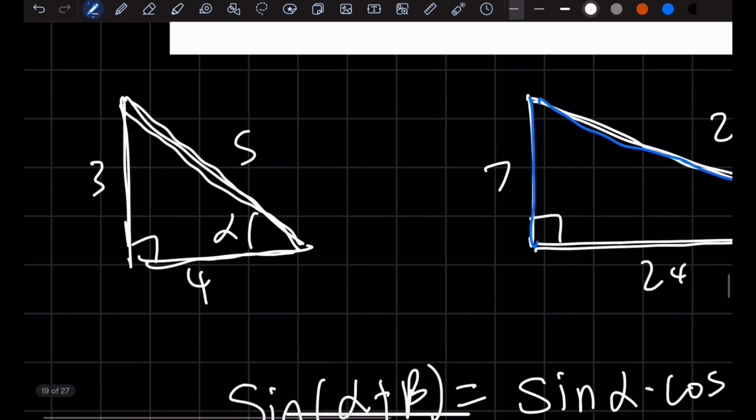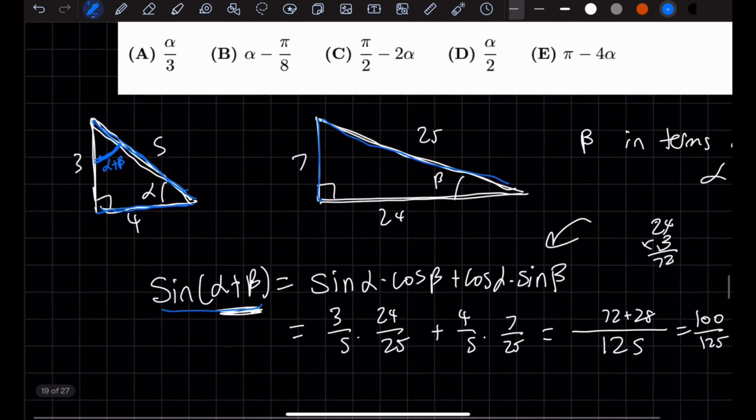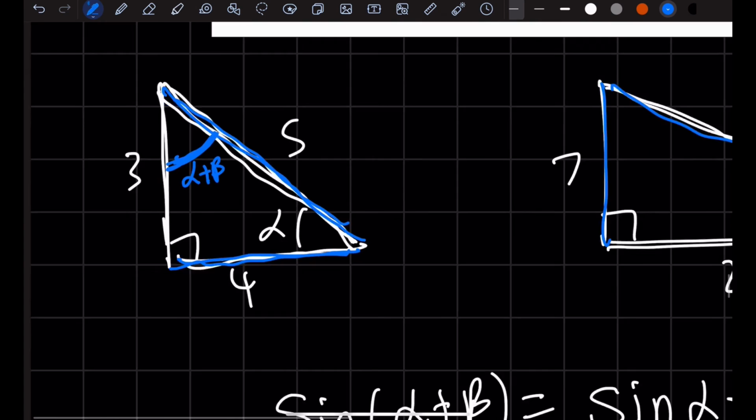And would you look at that? 4/5 appears right here. And this is sine, right? So this angle is alpha plus beta, because sine of that angle, alpha plus beta, is opposite over hypotenuse, or 4/5. So, right, now we see the relationship between alpha and beta.